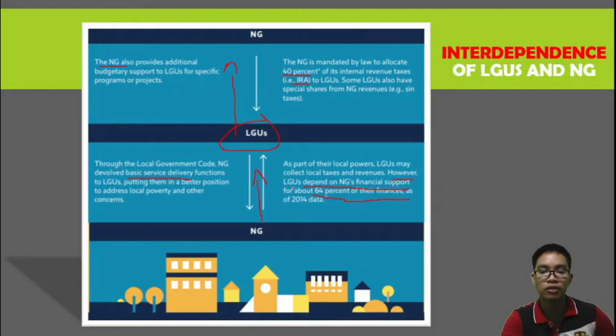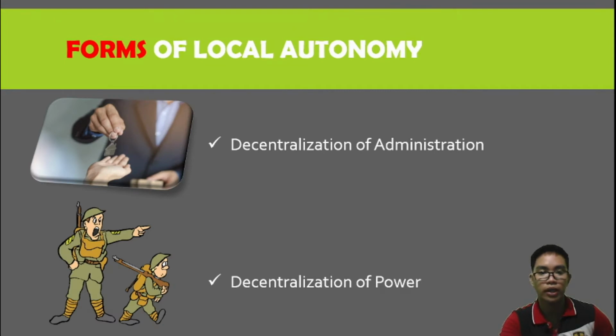Okay, so let's go to the forms of local autonomy. Ayan. So, okay, there are two forms. Decentralization of administration and decentralization of power. So, when it comes to decentralization of administration, it merely delegates administrative powers, from the word itself, administration. Okay, administrative powers to political subdivisions. We are talking about LGUs.